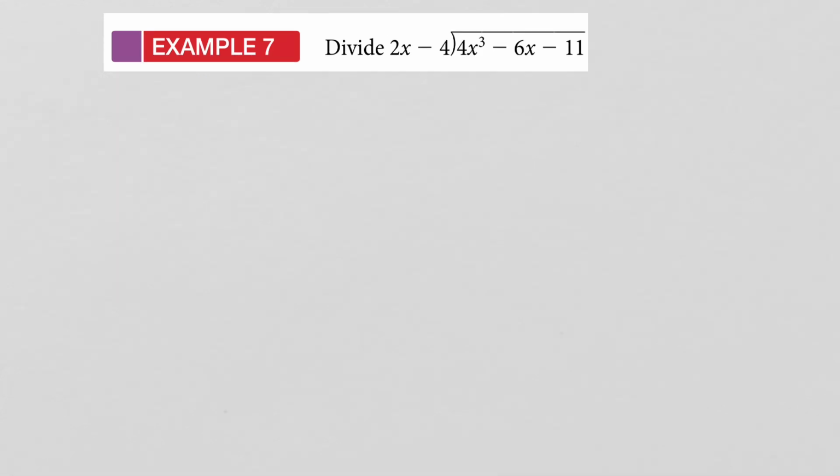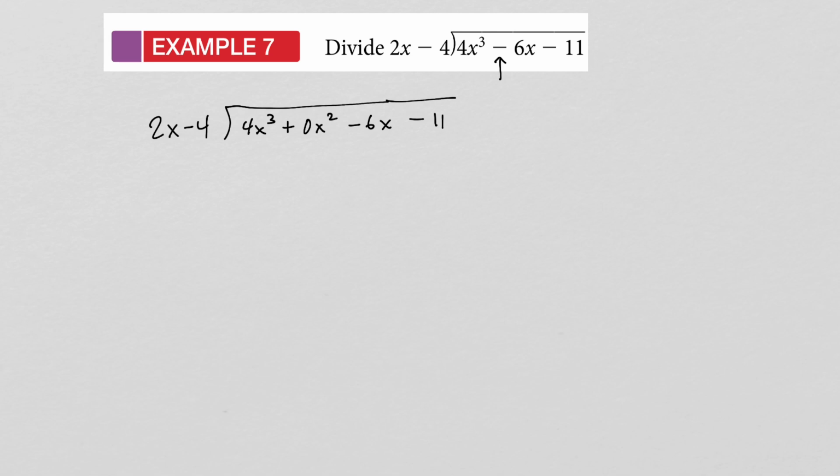In our next example, it's pretty much the same thing. I do want to point out, though, that you do have a power of x missing here. So you have 4x cubed. And then notice that there is no x squared there. I'm going to represent that. So I'm going to put in a 0x squared there, and then minus 6x, and then minus 11. So anytime you're missing a power of x, you want to be sure that you put in that missing power as kind of a placeholder. So now let's do the long division.